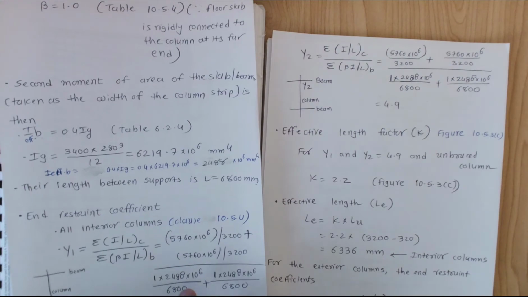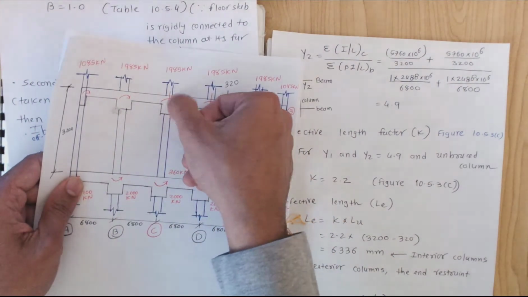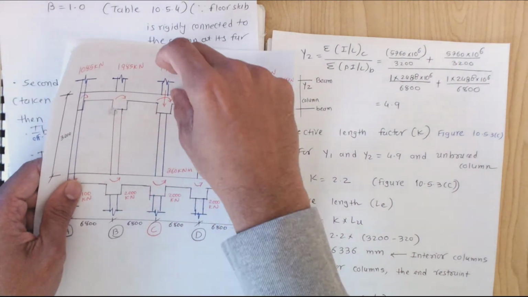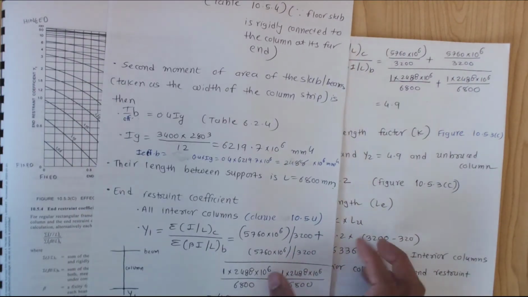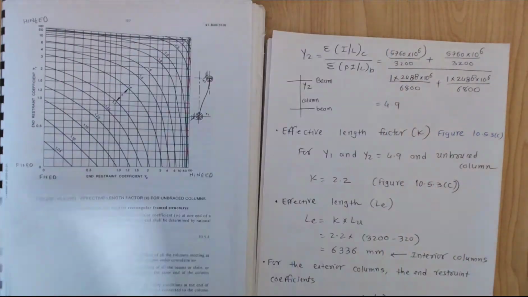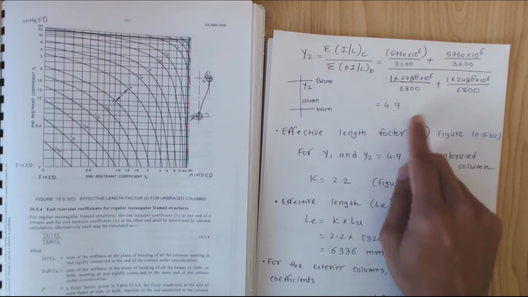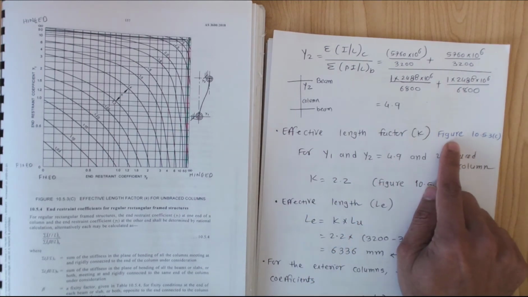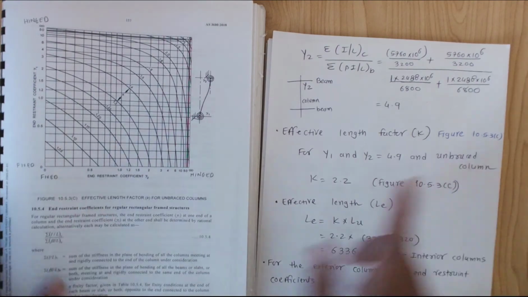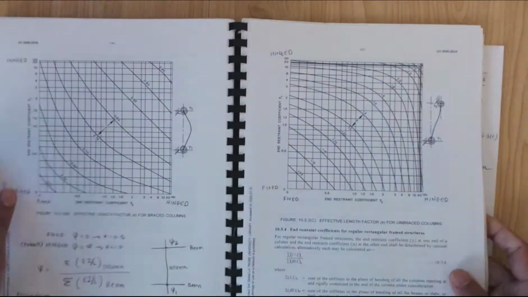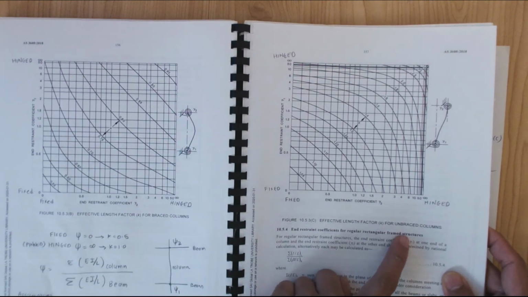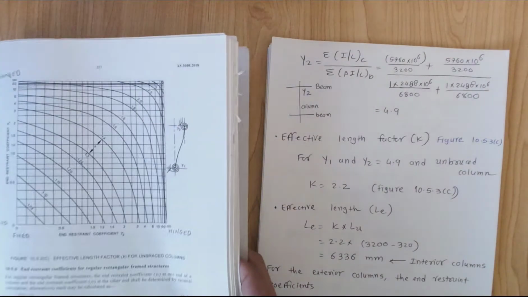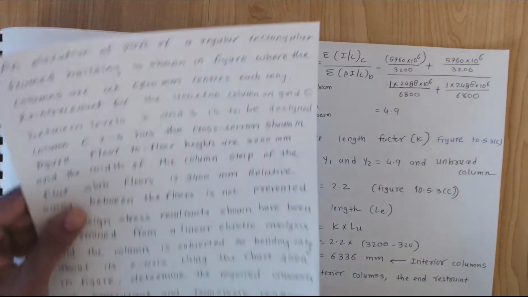It's exactly the same as I just explained in the previous steps. If you have different lengths of columns or different beams here, you would have a different psi. Now that is 4.9, exactly the same as in the last steps. If you know this 4.9, the effective length factor K can be calculated from figure 10.5.3c, and there are 2 figures, one is B and one is C. This one is for braced columns and this one is for unbraced columns. We are in the unbraced columns case. Why? Because the question says it's not prevented, the word written here.